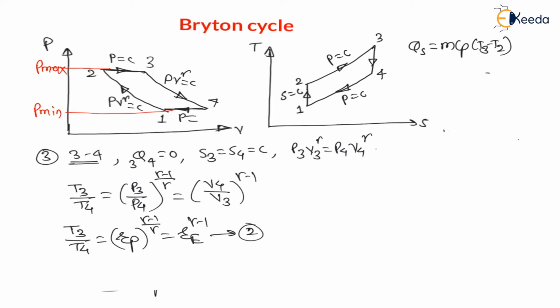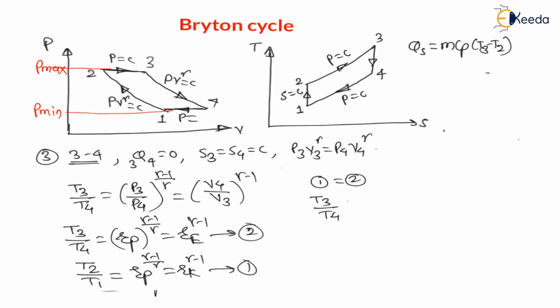Now my dear students, the first equation we have derived is for process 1 to 2, which is nothing but T2 divided by T1 is equal to Rp raised to gamma minus 1 upon gamma is equal to RK raised to gamma minus 1. This was our first equation. Now from first and second equation, can we say both equations are Rp raised to gamma minus 1 upon gamma? Therefore from 1 and 2, 1 is equal to 2. Therefore we can say T3 divided by T4 is equal to T2 divided by T1. Therefore we can write T3 divided by T2 is equal to T4 divided by T1.